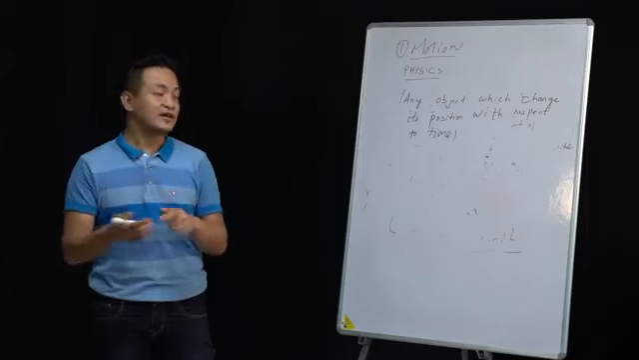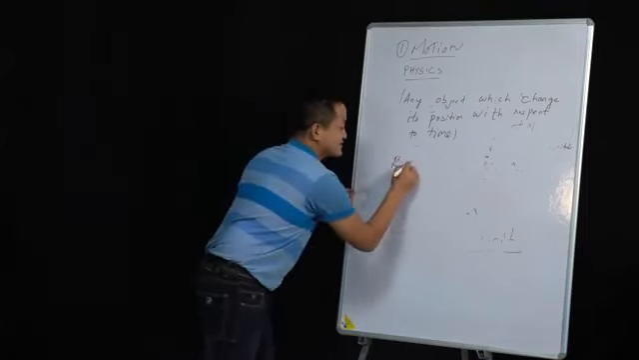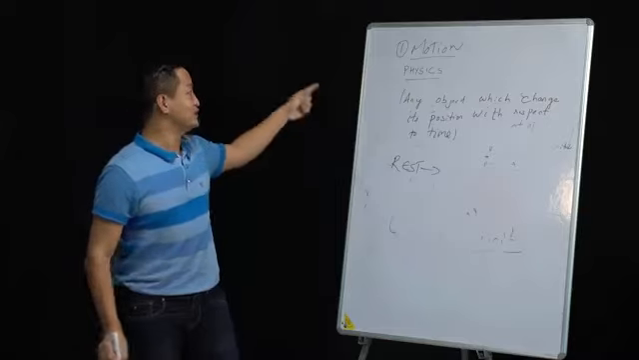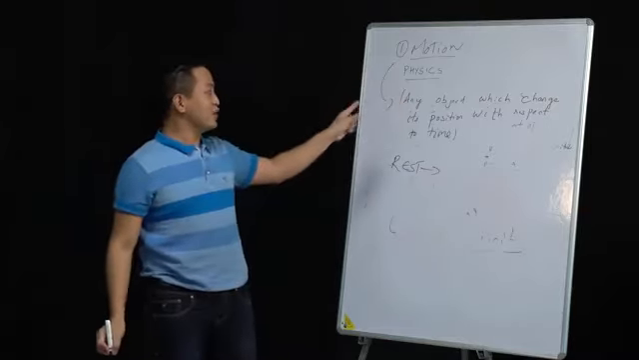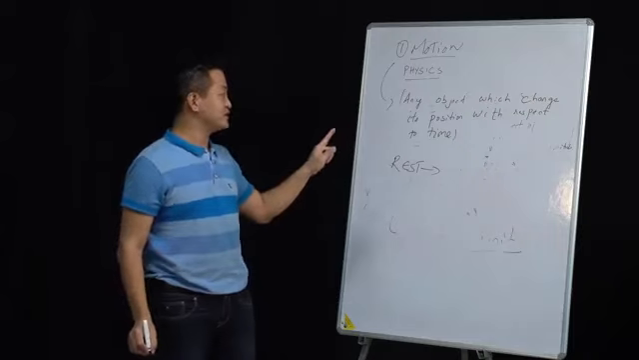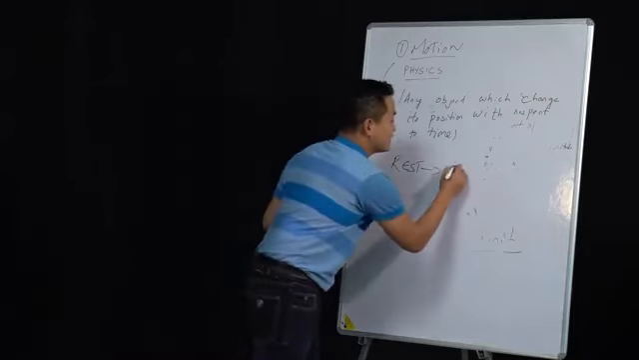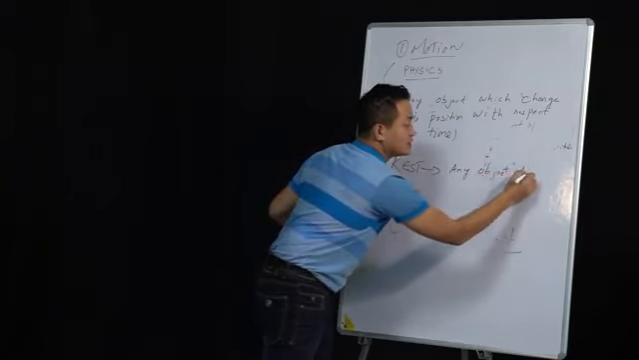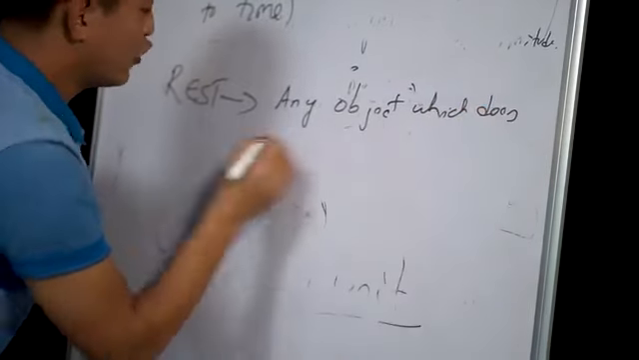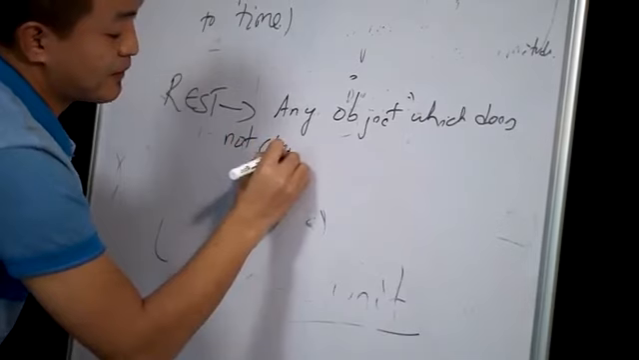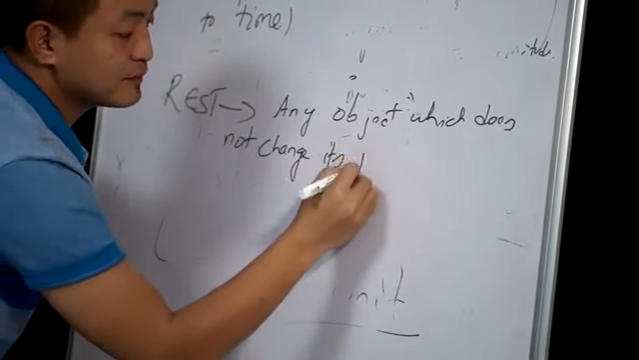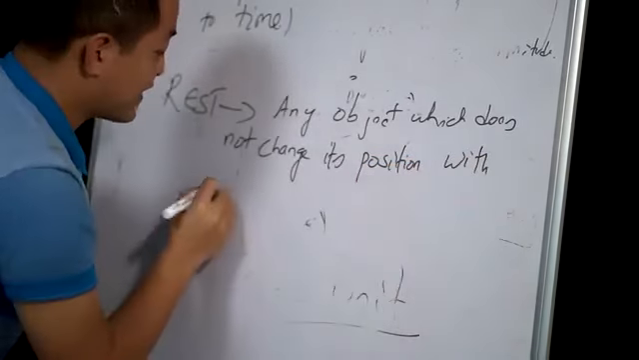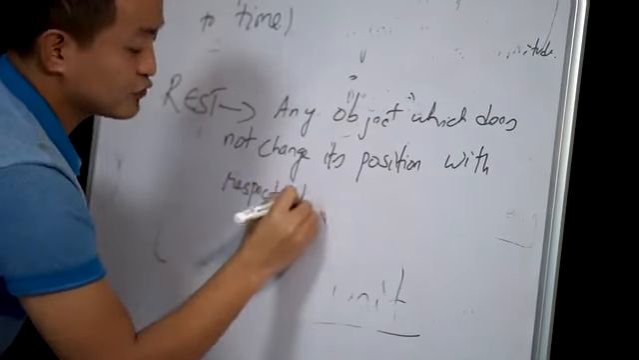Then what will we call that? We'll call that rest. Clear? So the definition of rest is just like the definition for motion. Any object which does not change its position with respect to time. So here, the definition is simple, you just have to add this one. Any object which does not change its position with respect to time.